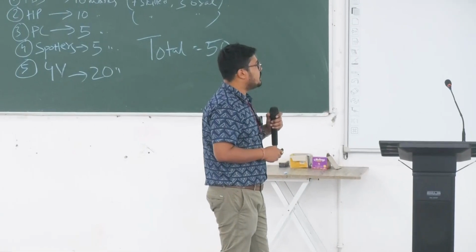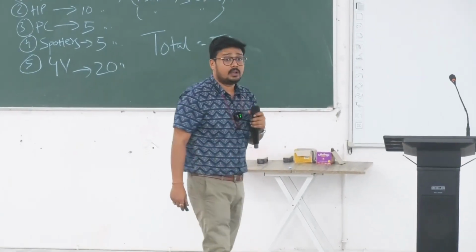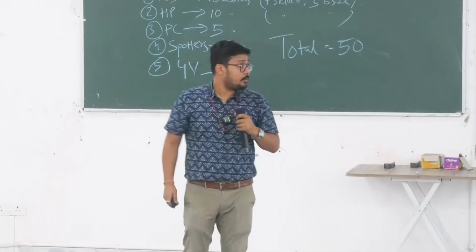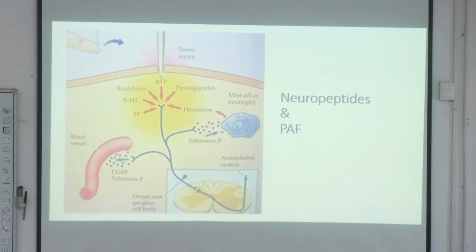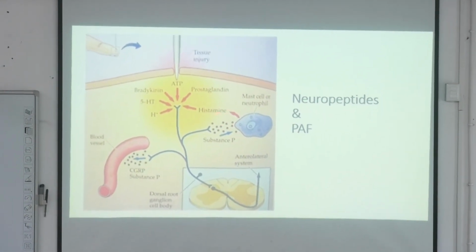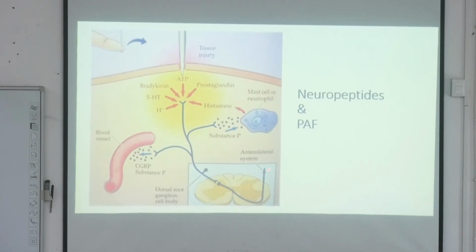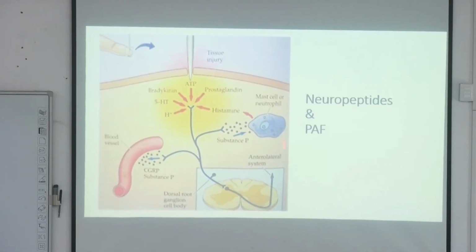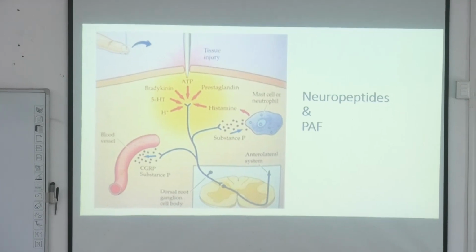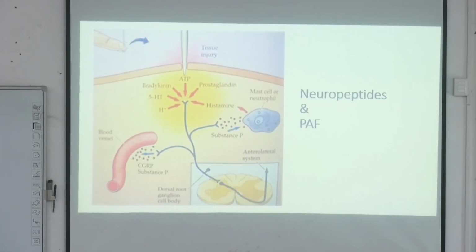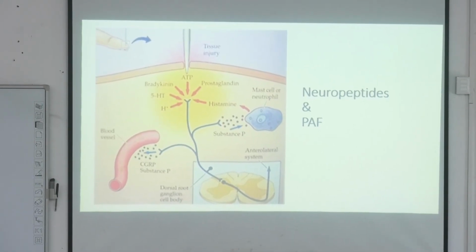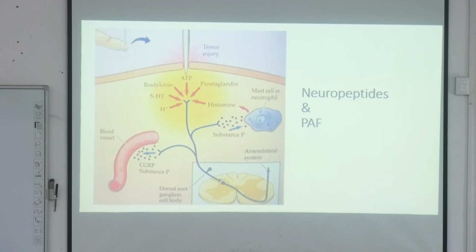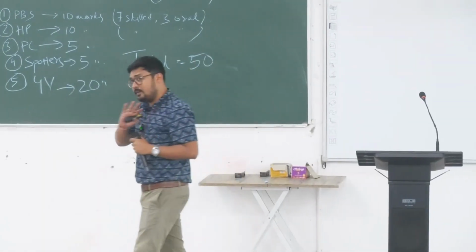Neuropeptides and platelet activating factors. Neuropeptides are very important in the pain pathway. Okay, dorsal root ganglia. Substance P is an important neuropeptide, and it is an important mediator for the sensation of pain. So pain, or dolor, is one of the important hallmarks of acute inflammation, and it is mediated by substance P. So the most important are cell-derived mediators.